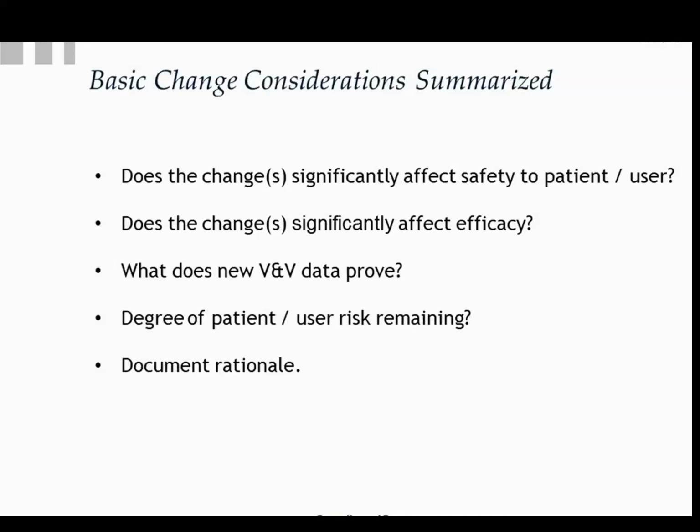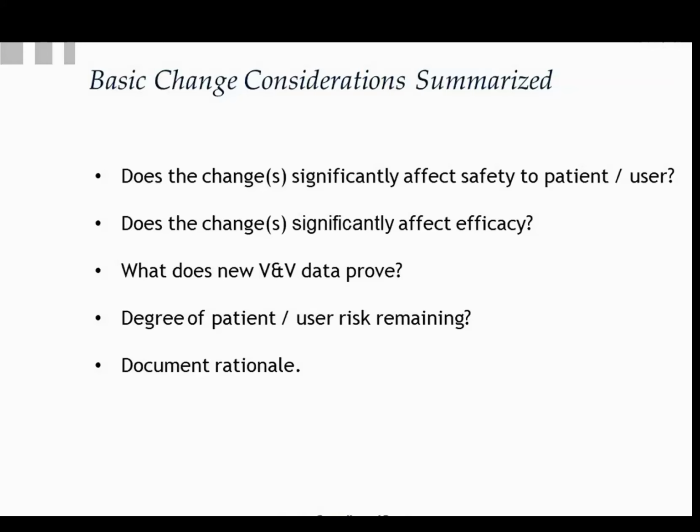What does the new V&V, verification and validation data, prove? Does it raise any questions there? Is it solid? Are there issues raised in this, and then why is it a new verification validation test case as opposed to the old one repeated? Does it affect the data, or does it raise new issues since the data that was submitted to the original 510K was evaluated by the FDA? What is the degree of patient and user risk remaining after the change?